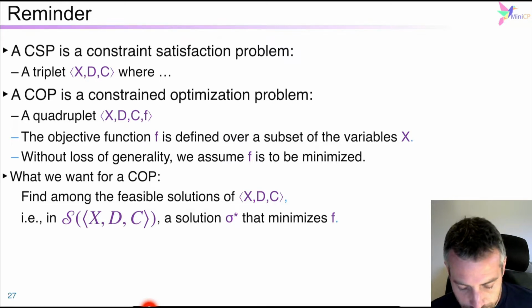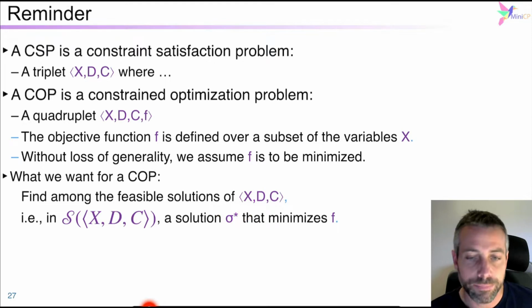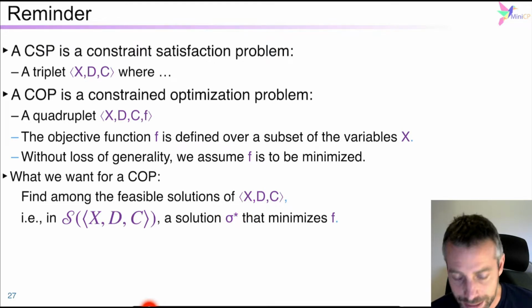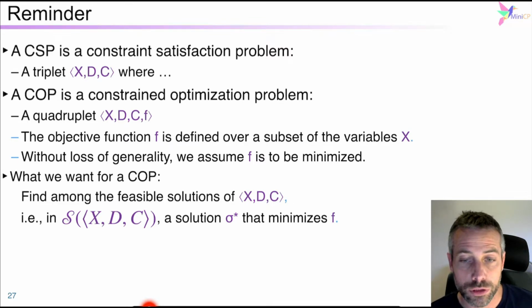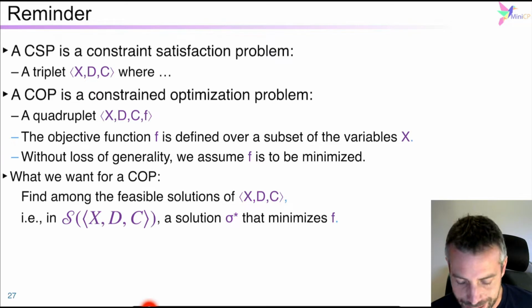And the goal here is to discover, among all the solutions of the constraint satisfaction problem, at least one solution that minimizes the objective function. Of course, there might exist more than one optimal solution, but we want to retrieve at least one optimal solution in the constraint optimization problem.